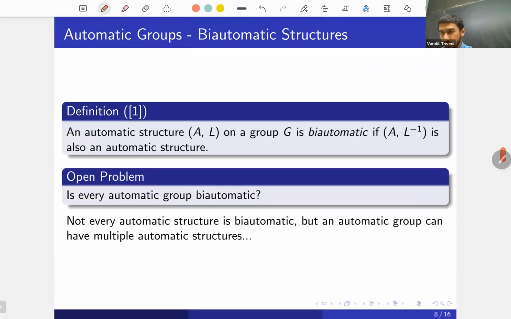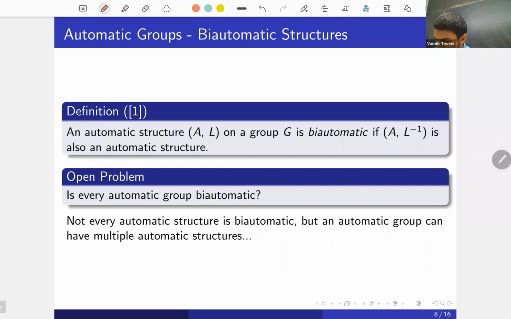That's a biautomatic structure. Sorry, that's an automatic structure. A biautomatic structure, there are various ways to characterize this, but one way is, if I have an automatic structure (A, L) on a group G, that's also biautomatic if the language L inverse, it's just a set of inverses of strings in L, is also an automatic structure. And an automatic group is just a group that has an automatic structure.